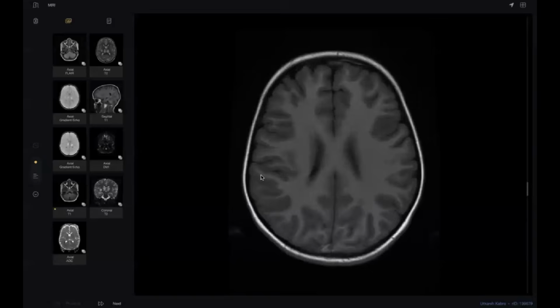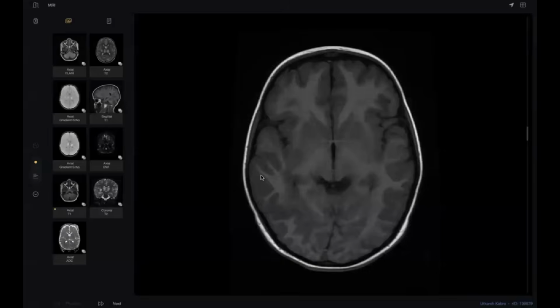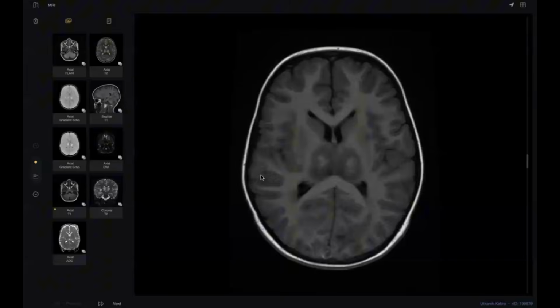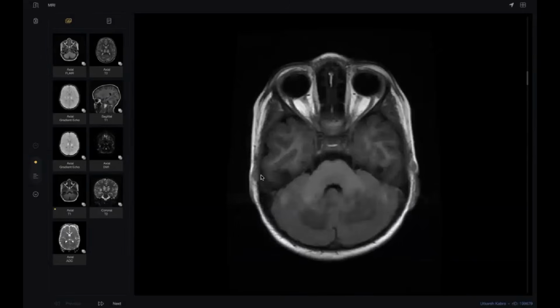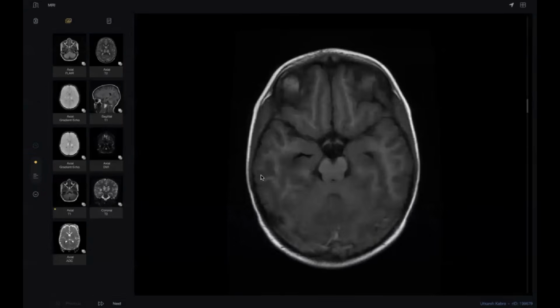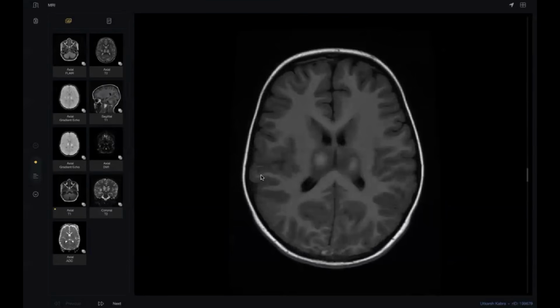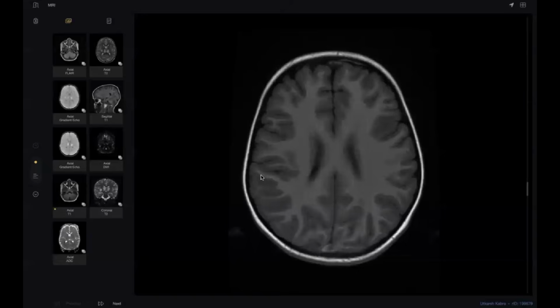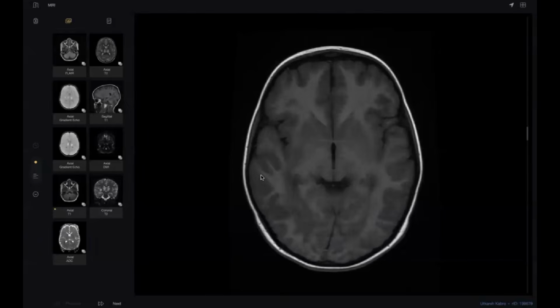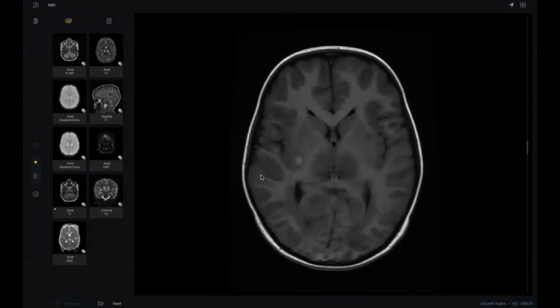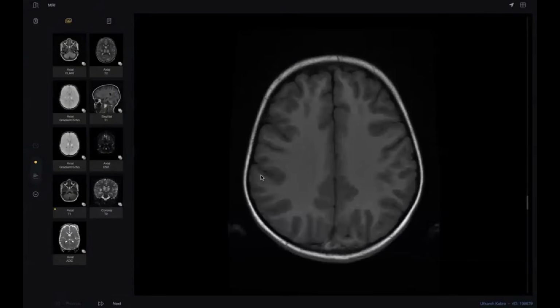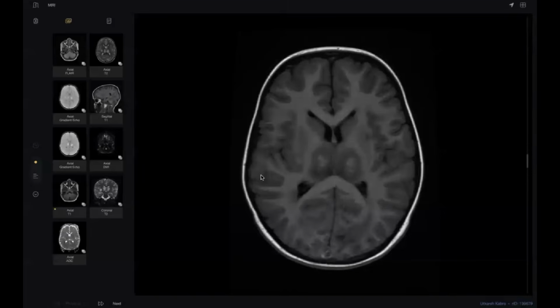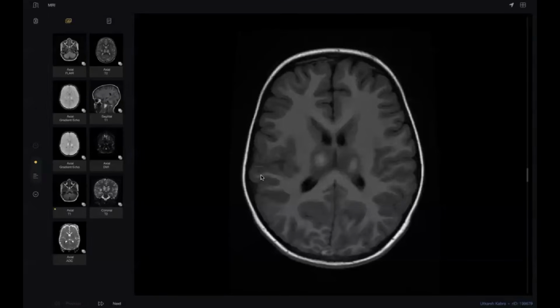Sir, hemorrhage is the most common. Okay, but it is multifocal and non-territorial. The patient didn't have high blood pressure, so it's not hypertensive. With the history of seizures, I can only think that there might be some tuberous sclerosis kind of thing in this patient. But tuberous sclerosis will not have hemorrhage.